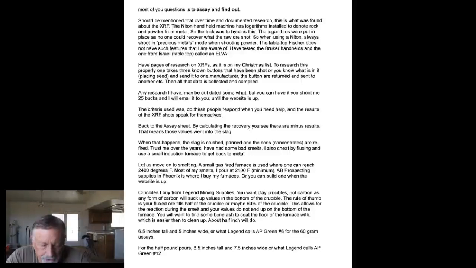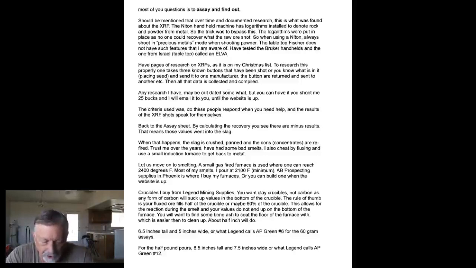Crucibles I buy from Legend Mining Supplies. You want clay crucibles, not carbon, as any form of carbon will suck up the values in the bottom of the crucible, and that includes graphite if you're not aware of that. The rule of thumb is your fluxed ore fills half the crucible, or maybe 60% of the crucible. This allows for the reaction during the smelt, and your values do not end up in the bottom of the furnace.